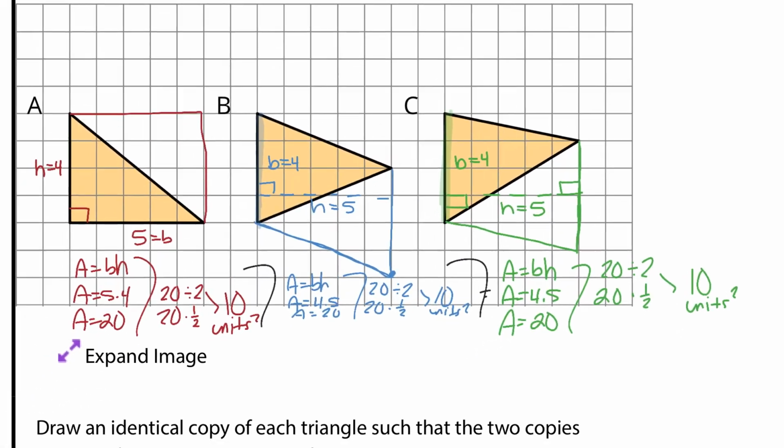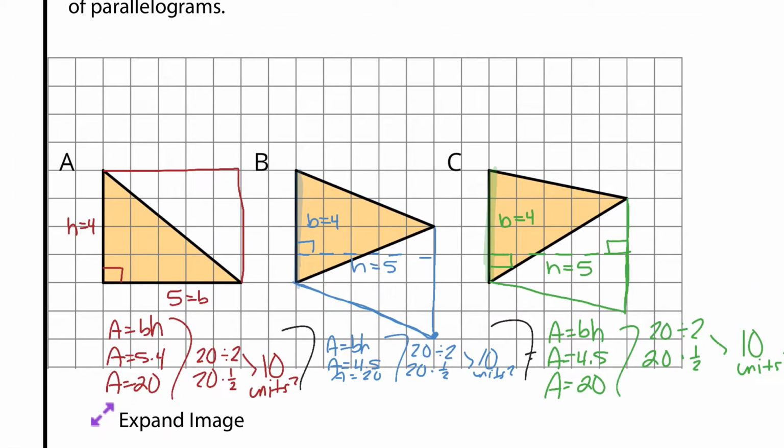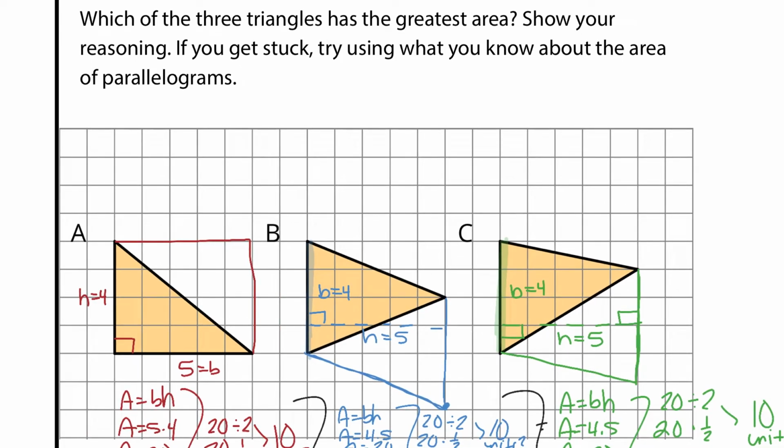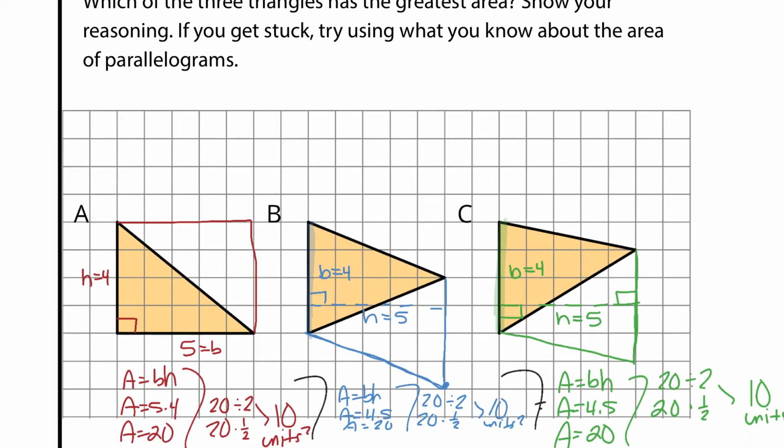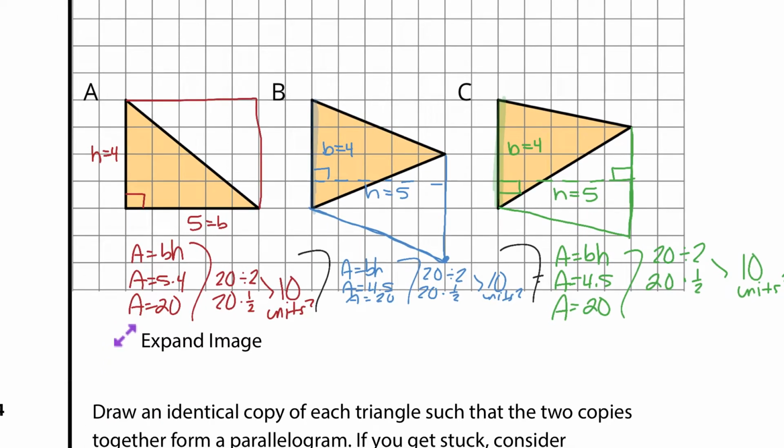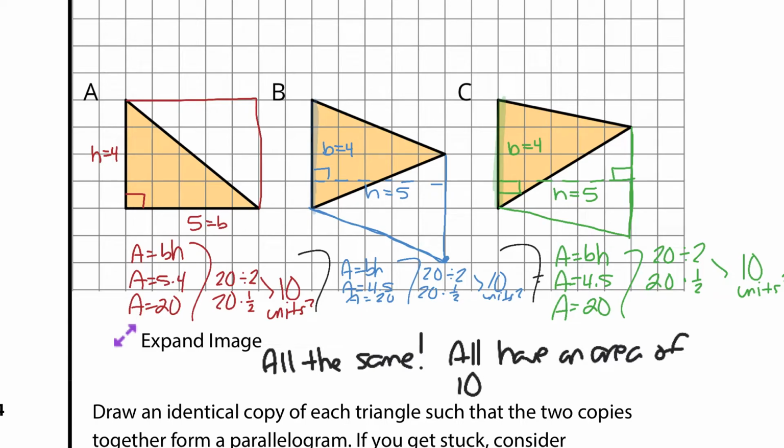So what does this mean? Back to the question again. It asks us which of these three triangles has the greatest area. Show your reasoning. If you get stuck, try using what you know about the area of parallelograms. Well, which of these three have the largest area? They're all the same. All have an area of 10 square units. That's supposed to be a square units there. There we go, with a period.